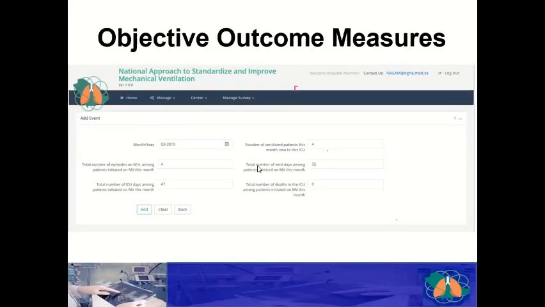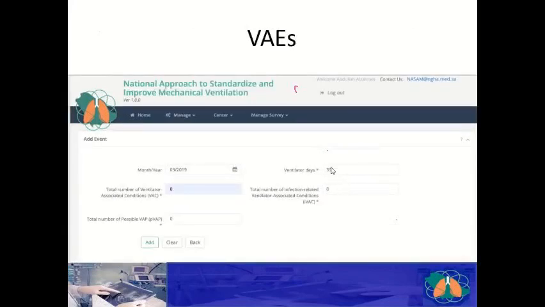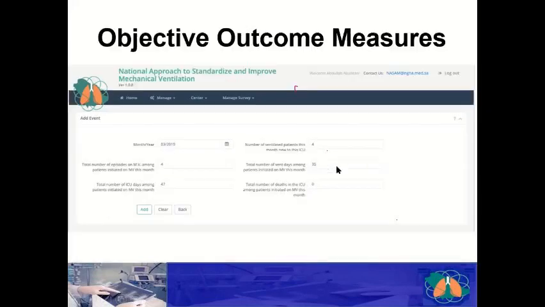Total number of vent days among patients initiated on mechanical ventilator, this will be 35, and it's exactly the same as the VAE. Total number of ICU days, we calculated the total length of stay for the 4 patients, and we had 47. And the total number of deaths in this ICU: none of them died in the ICU, all of them were discharged alive.